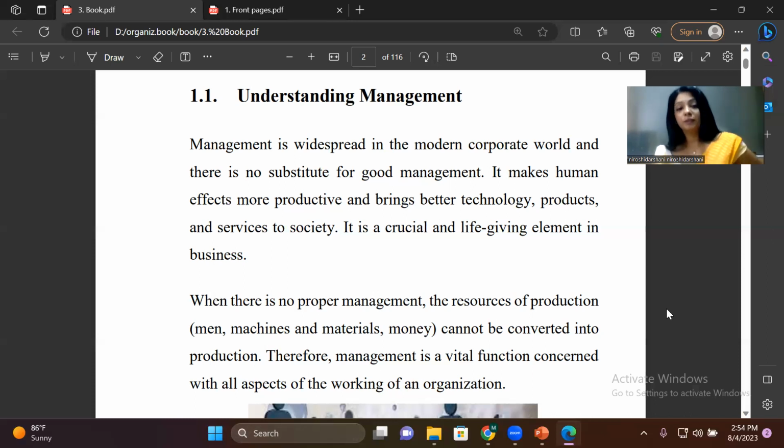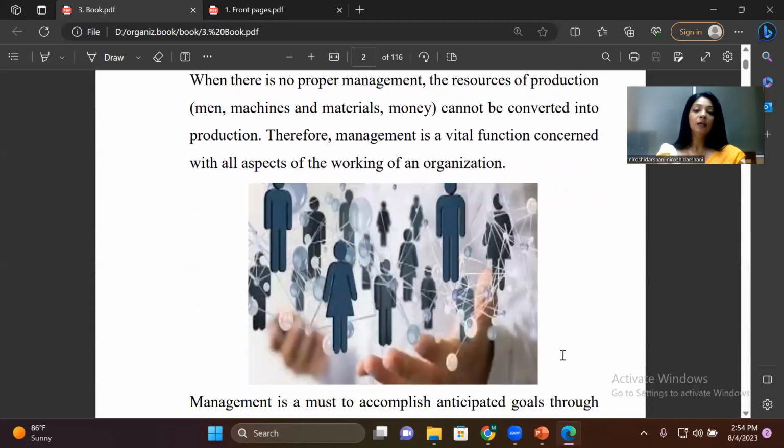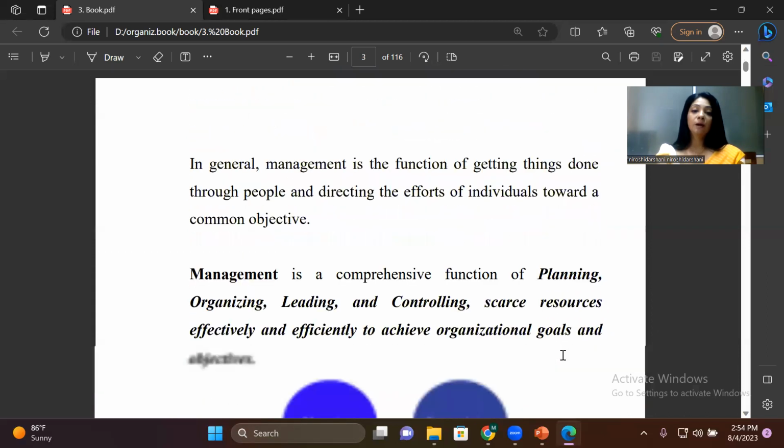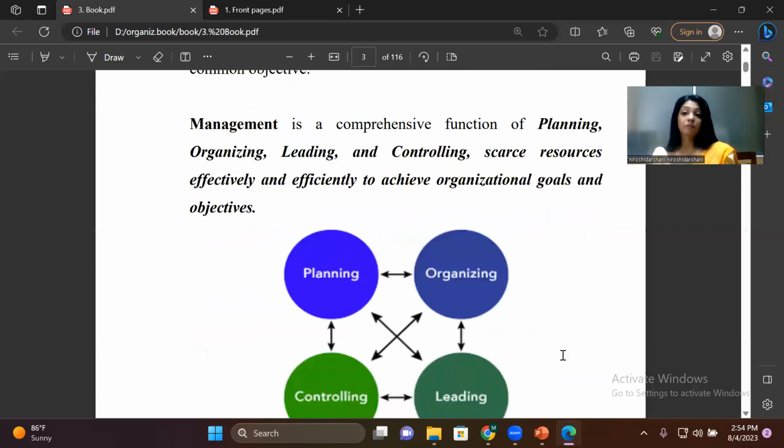When it comes to understanding management, let's look at what management is about. Simply, management is about planning, organizing, leading, and controlling scarce resources effectively and efficiently to achieve organizational goals and objectives. Now, this is a very comprehensive and complete definition that I have given you.